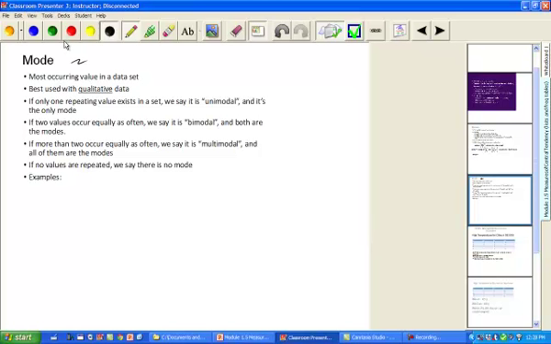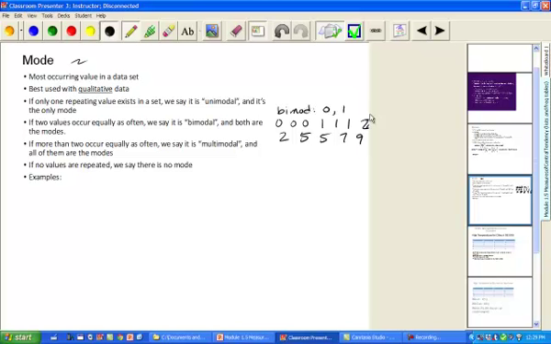If two values occur equally as often, we say it's bimodal. Okay. So if we have 0, 0, 0, 1, 1, 1, 2, 2, 5, 5, 7, and 9, then what is or are the modes here? Well, 0 occurs 3 times, 1 occurs 3 times, and the others occur less than that. So that'd be bimodal, and the modes are 0 and 1.